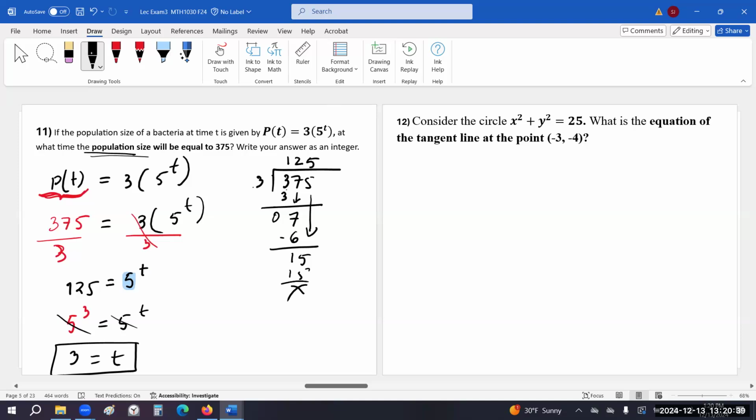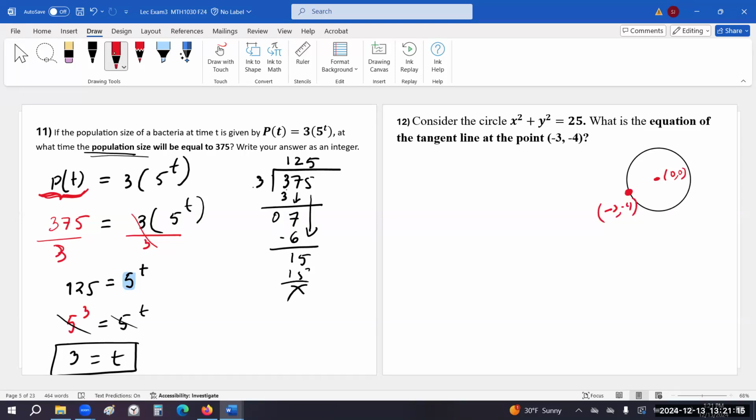Another circle question. Find the tangent line of the circle. So let me refresh your memory with the scenario. We have a circle that doesn't look like a circle. Let me draw a cheating method. Okay, so we have a circle that has a center 0, 0. And we have another point, -3, -4.